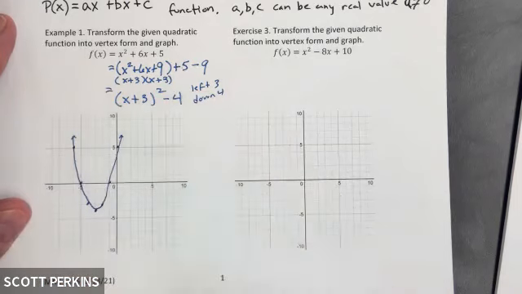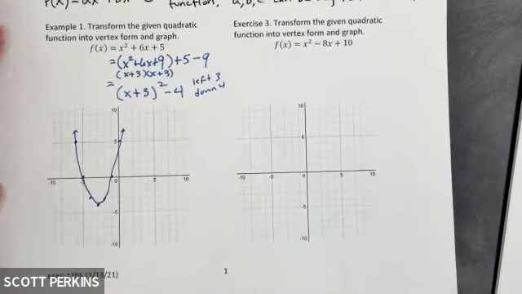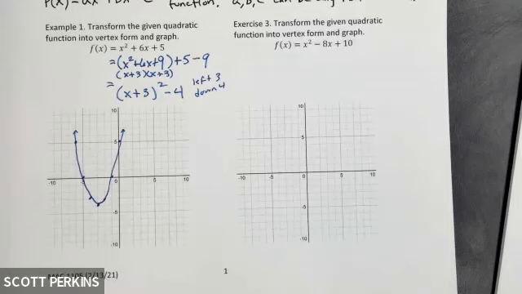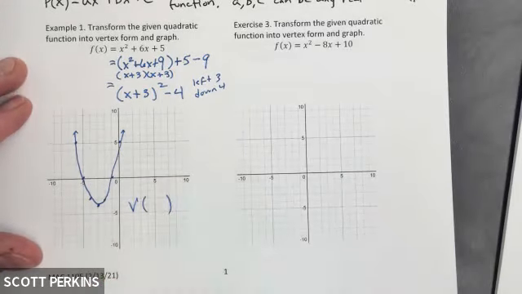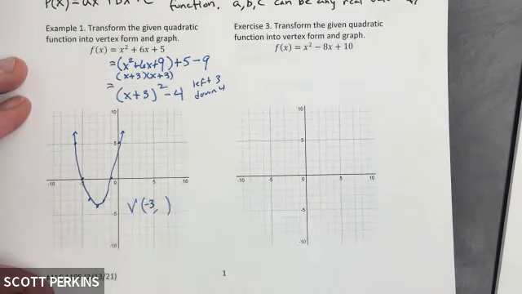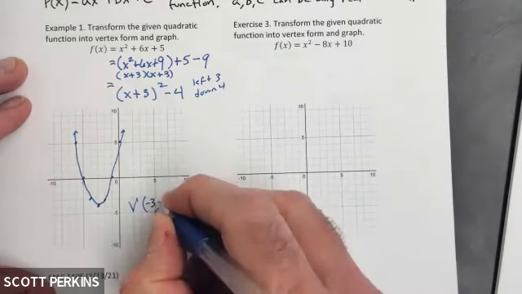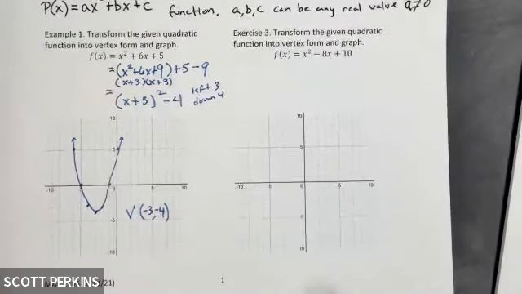So we can label the vertex, which was something we'll start doing. That's one of the things that we will be talking about as far as going through this section. So the vertex of this, I'm going to use V for vertex. Since I went left 3, the vertex x value is -3, and down 4, the y value is -4. And there's my vertex.